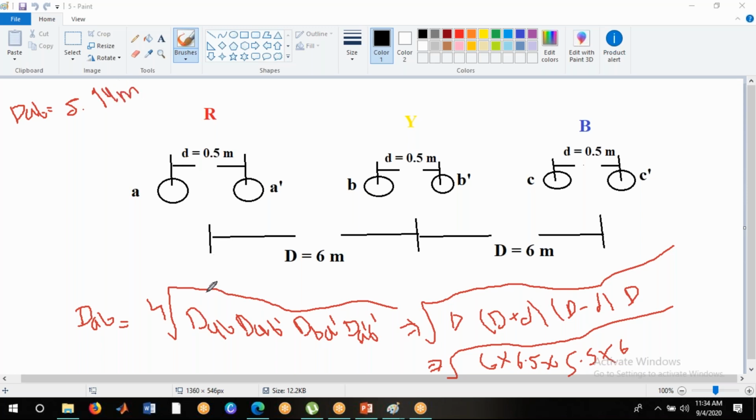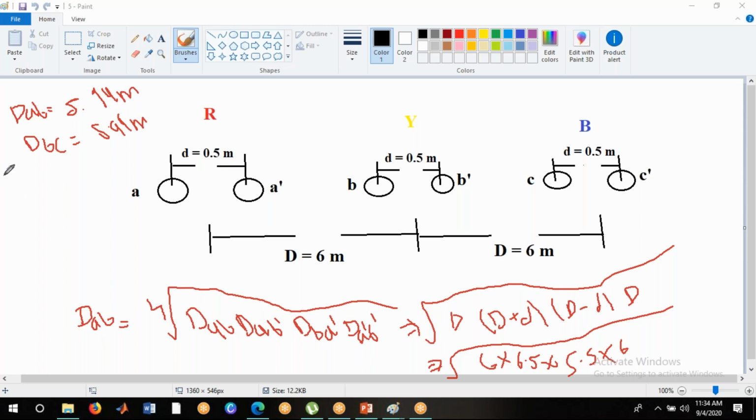Now we have to calculate the DBC value. So now in this condition, ఎ నుంచి బి కి ఎంతైతే ఉంటుందో బి నుంచి సి కూడా అంతే ఉంటుంది. So the same value is equal for DBC also. So if you find this same DBC, you will get the same equations here. D into D plus d into D minus d into D. So that is 5.99. Okay, now for DBC also you will get the same value.